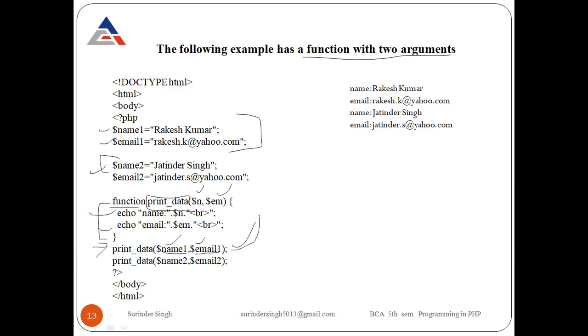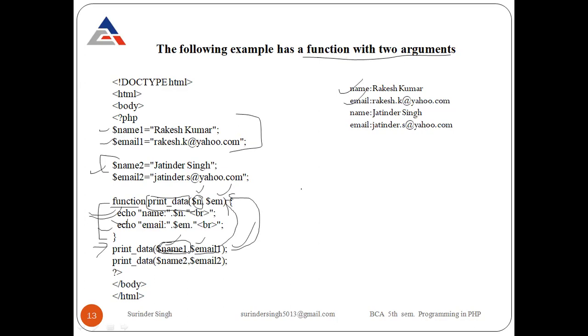In the first function call we are passing name 1 and email 1. Clear? This function call statement will transfer control to the function definition, and the value of name 1 will be copied into n. Okay, and the value of email 1 will be copied to this variable em. Clear? And here we are printing name and email.